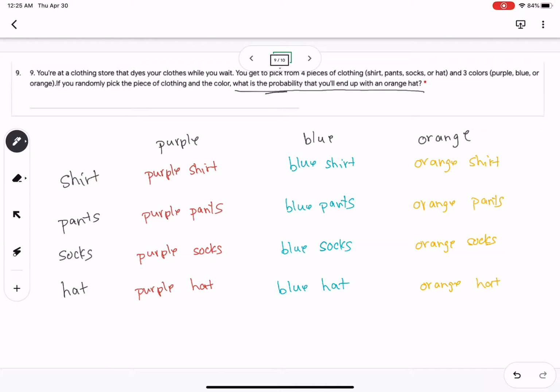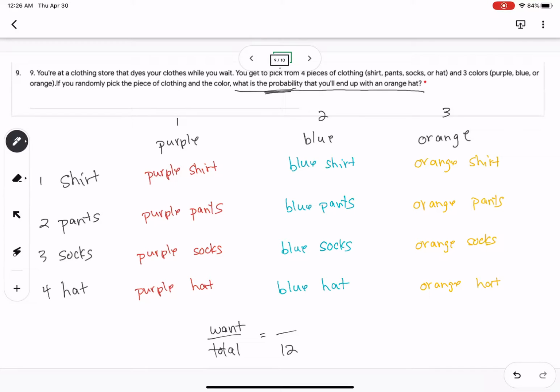Again, it still says probability. So want over total. Our total here, okay, we can count the columns and the rows. So there's 1, 2, 3, and 1, 2, 3, 4. 3 times 4 makes 12. So there are 12 total. If you don't understand that, just count them, okay? 1, 2, 3, 4, 5, 6, 7, 8, 9, 10, 11, 12. 12 different possibilities.